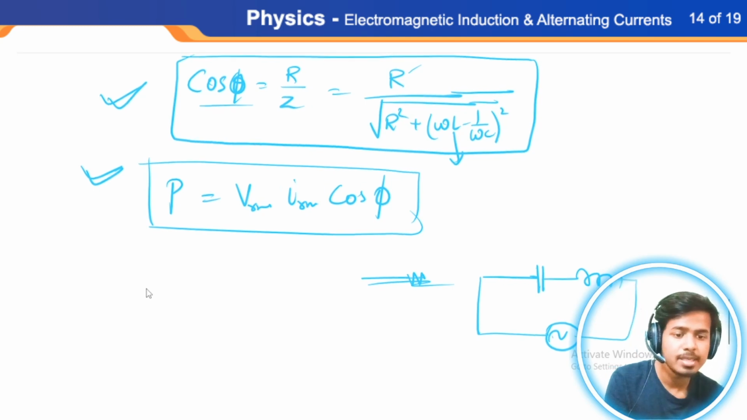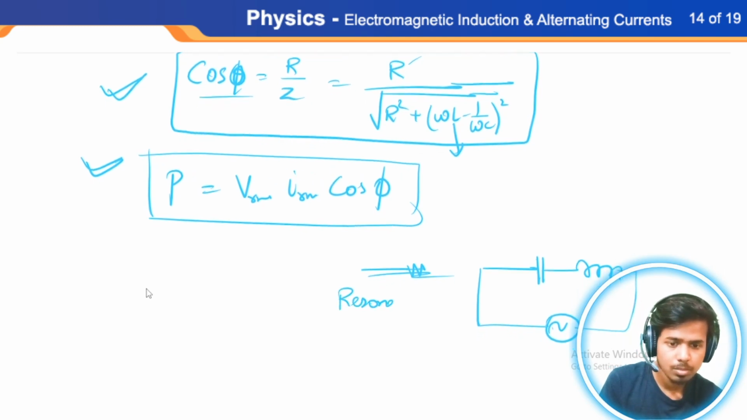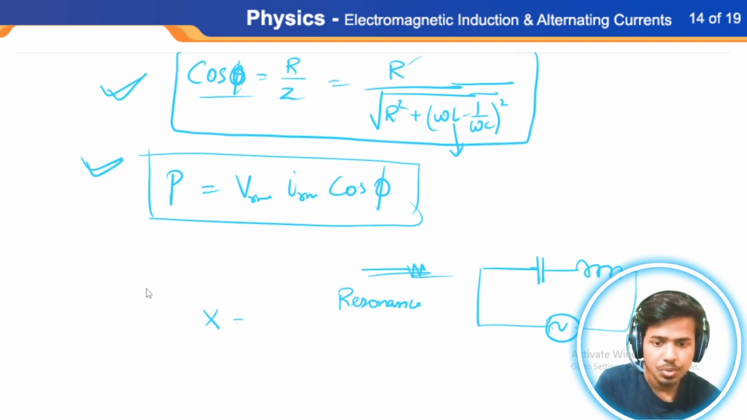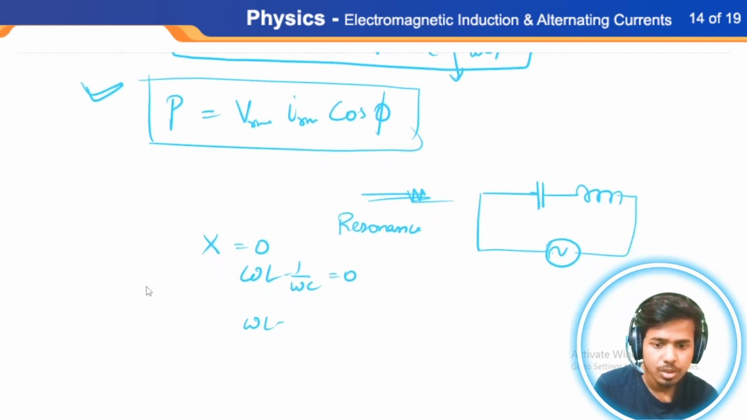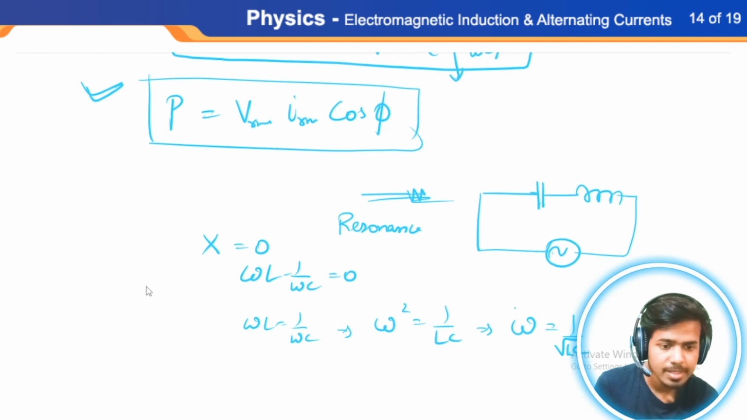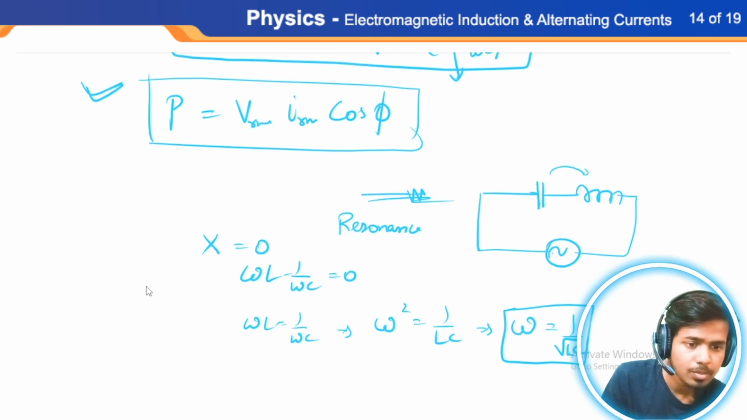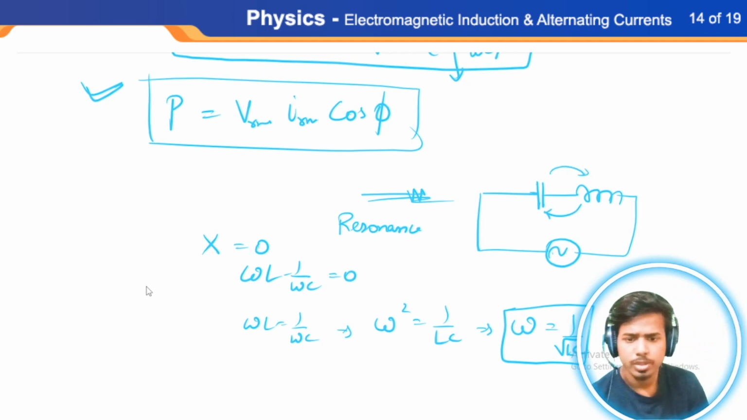This circuit is said to be in resonance. When is that resonance? It is when the total X is 0. When is the total X 0? Omega L minus 1 by omega C is equal to 0. So omega L is equal to 1 by omega C. In that case, omega square is equal to 1 by LC. In the case when omega is equal to 1 by root LC, that is the condition for resonance. It means they resonate with each other in this case. So this is one special case.